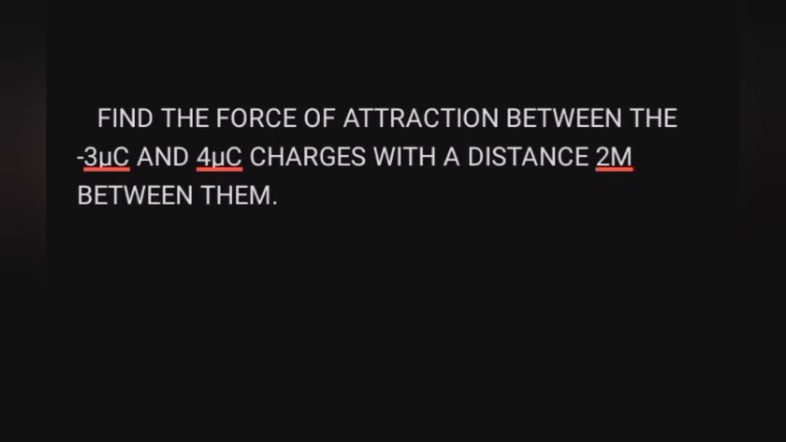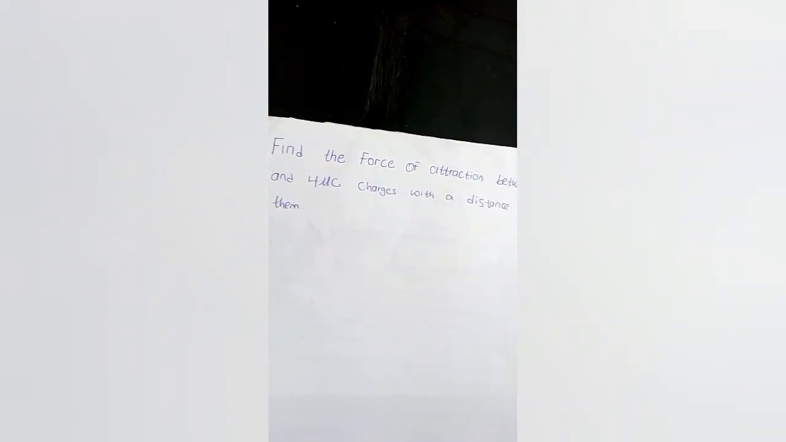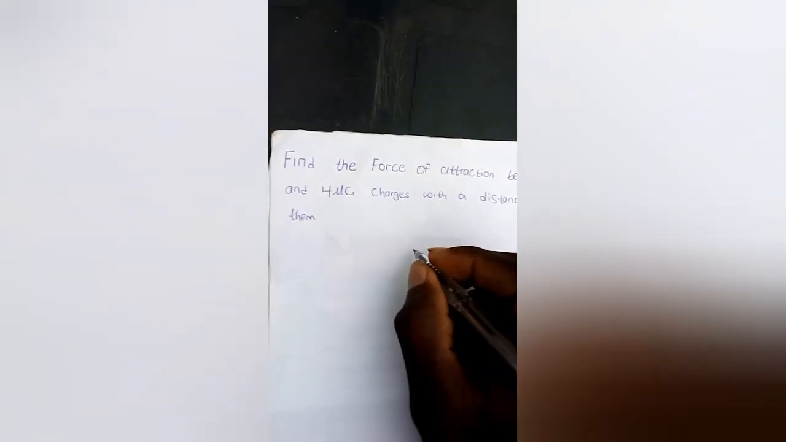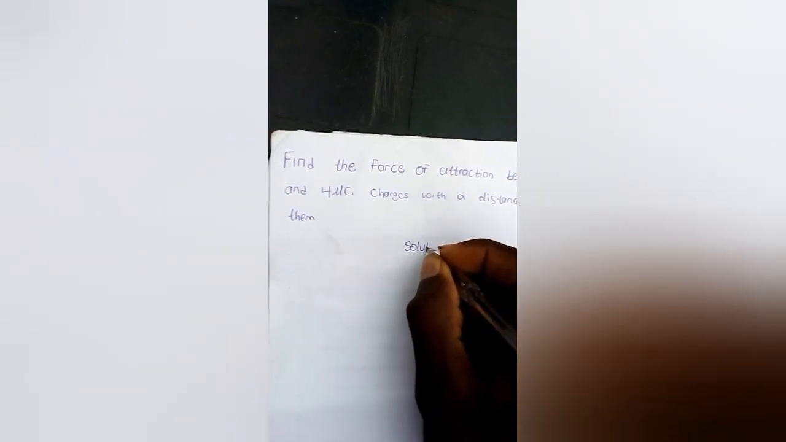Now let's solve questions. Question 1 says: find the force of attraction between the negative 3 microcoulomb and 4 microcoulomb charges with a distance of 2 meters between them. The question is pretty simple. Now from what you know of Coulomb's law, let's solve it. So we have the solution.